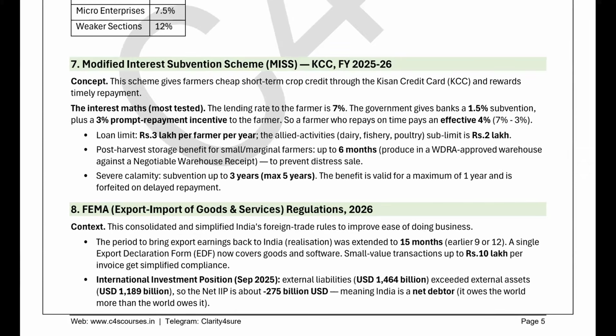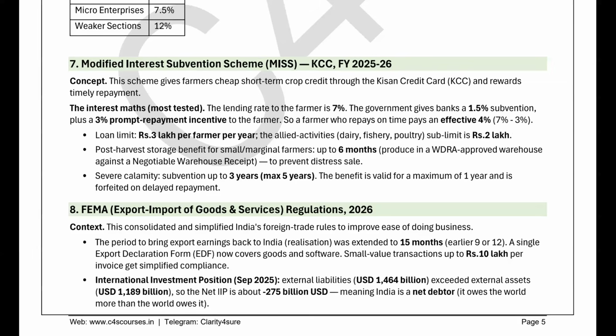Circular news. Now, eighth circular news, which is important, that is FEMA. FEMA that they mentioned in your syllabus of RBI in the finance topic, right? So कोई भी circular news that is coming and if it is repeating in newspaper as well, it is important for your upcoming paper. ठीक है, so we will read it. Now, FEMA, which is Export Import of Goods and Services Regulation 2026.